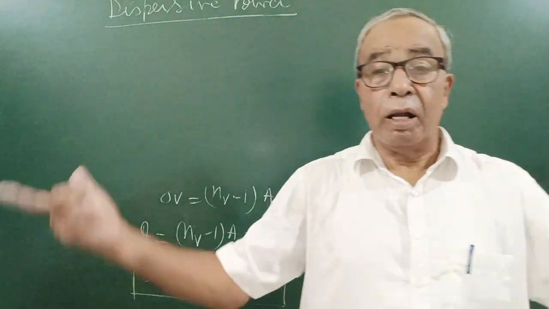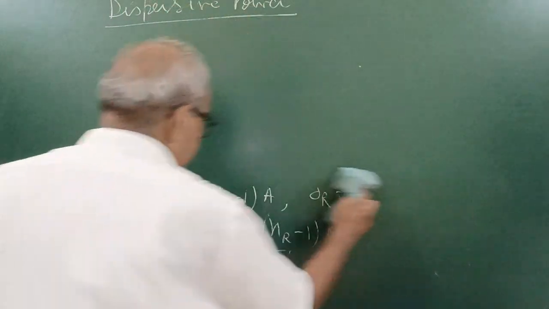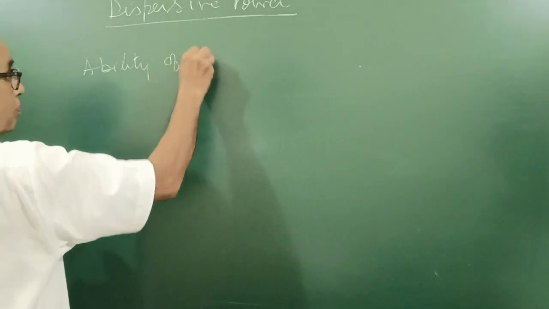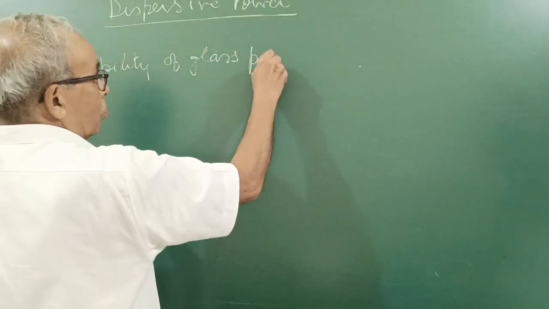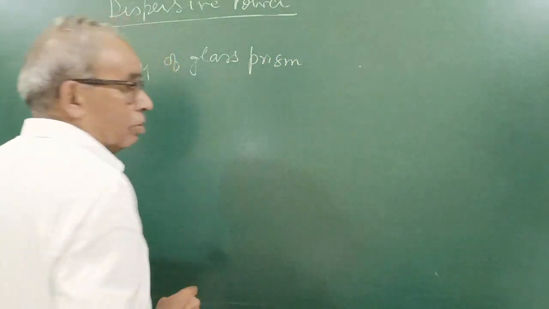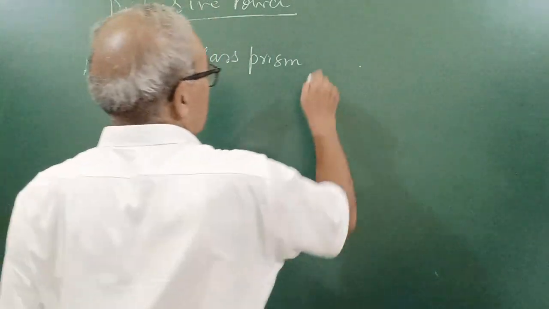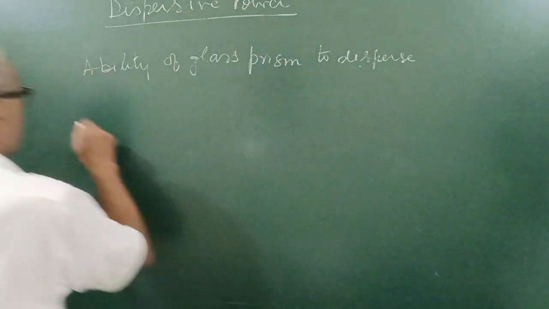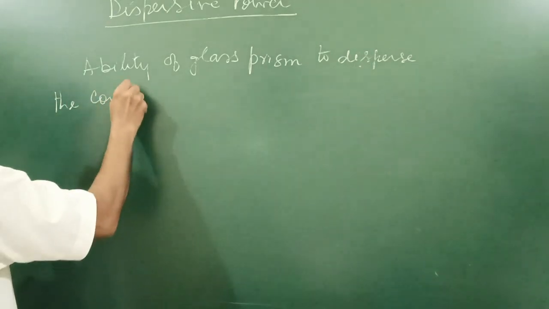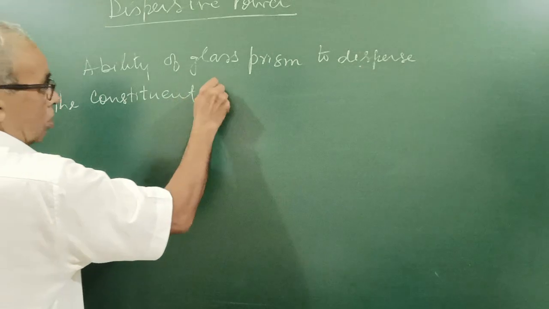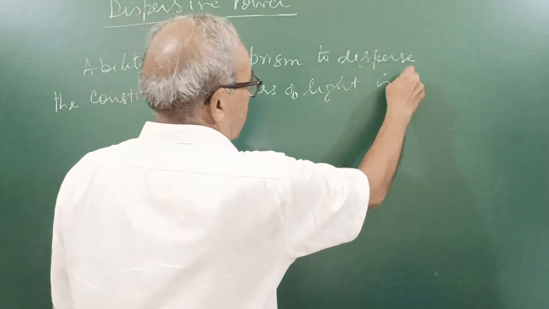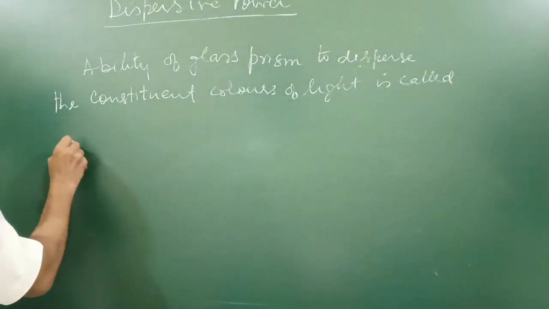Disperse means to separate. So the ability of a glass prism to disperse the constituent colors of light is called dispersive power.